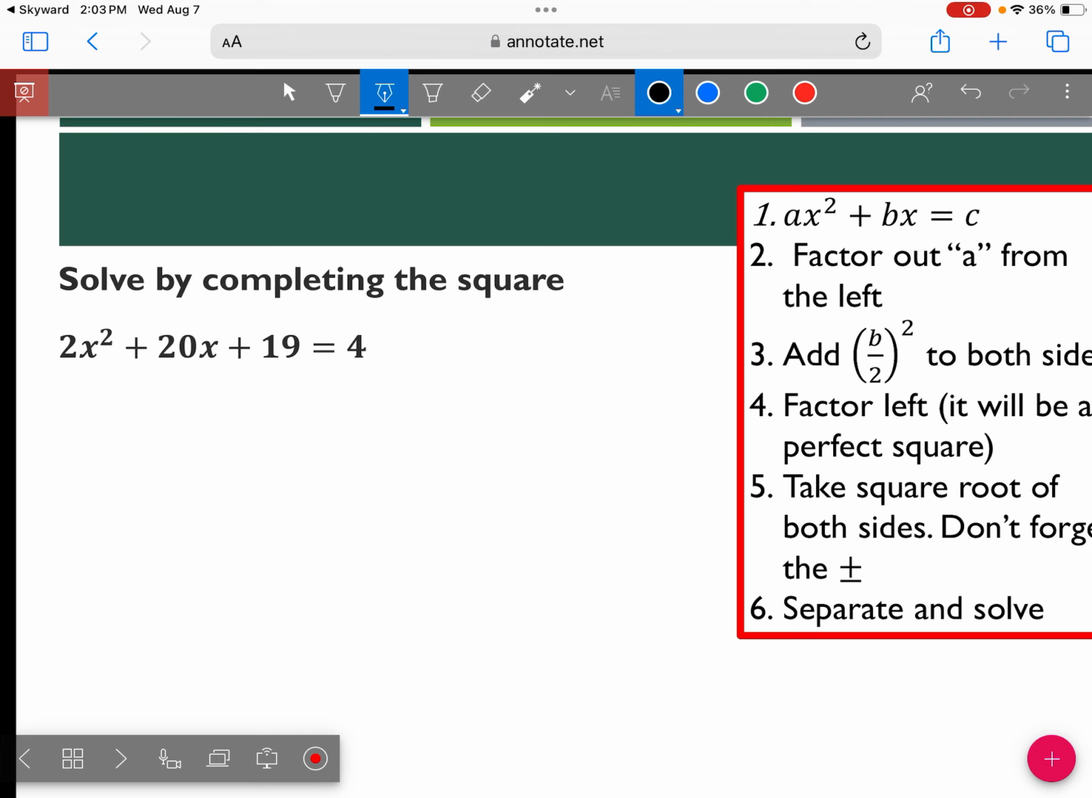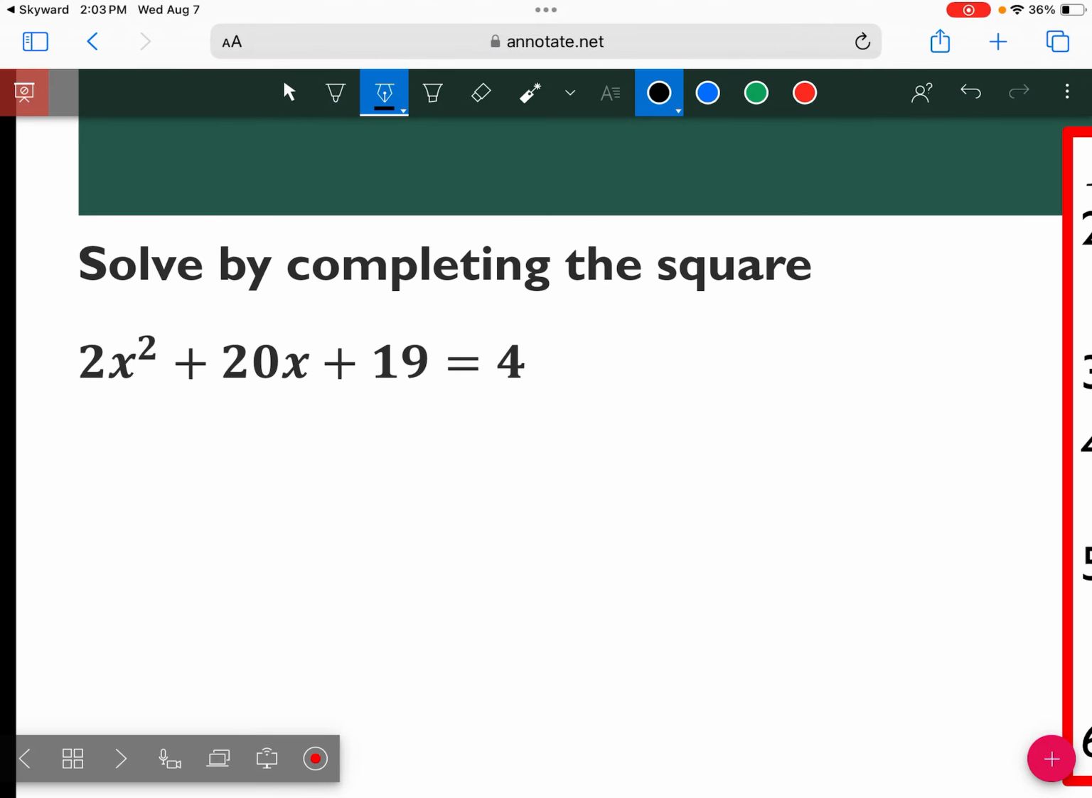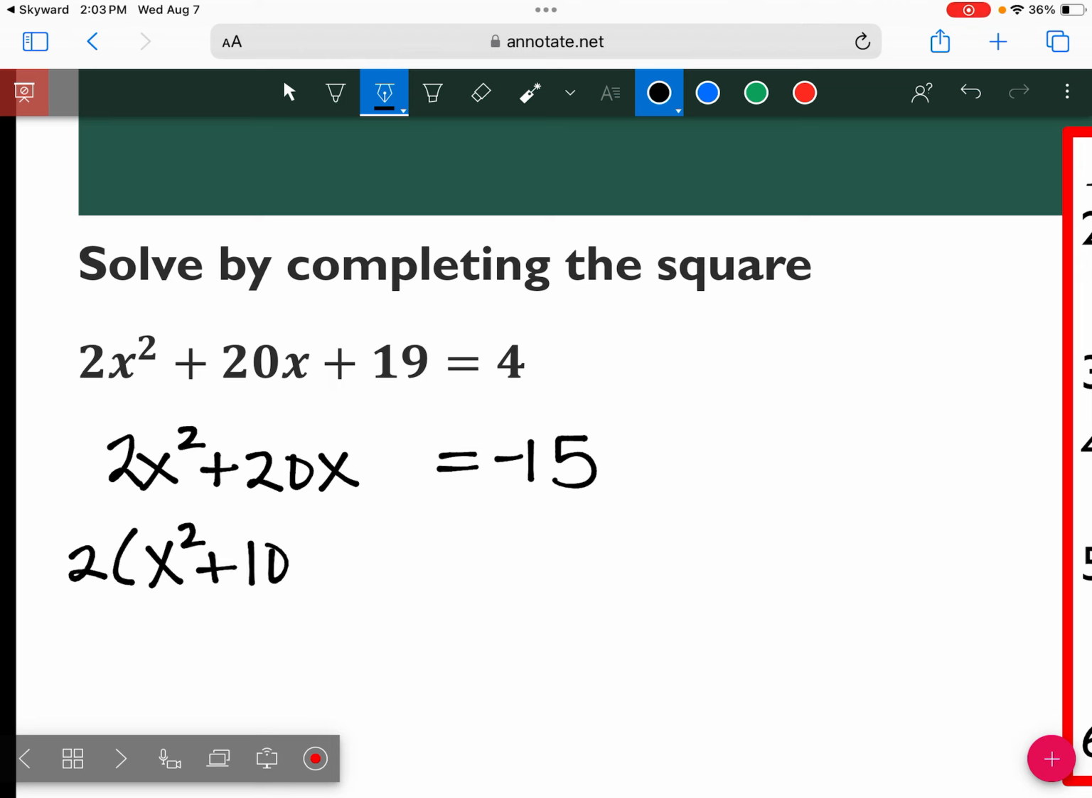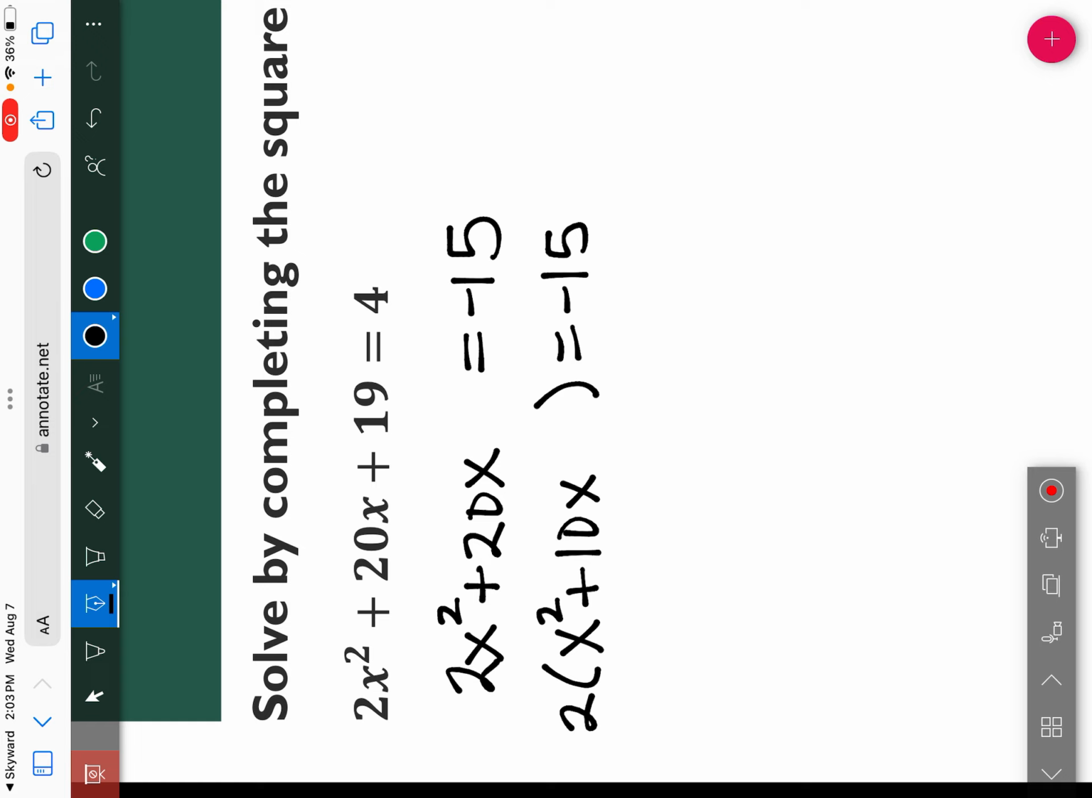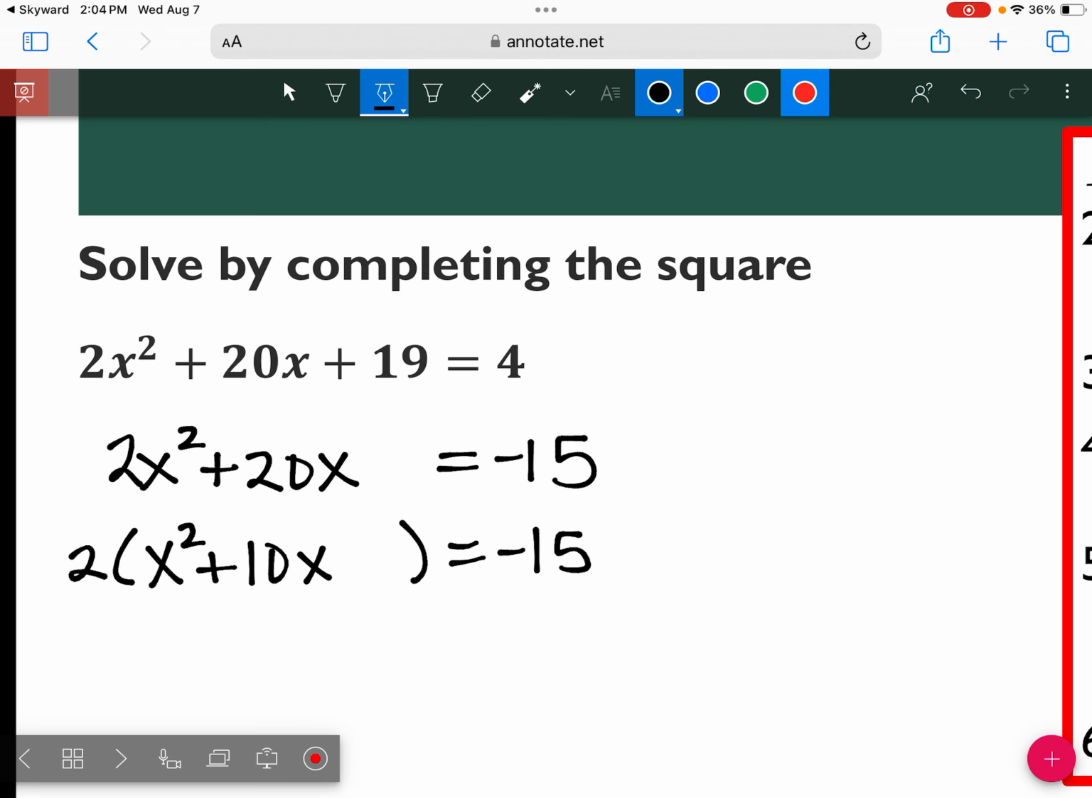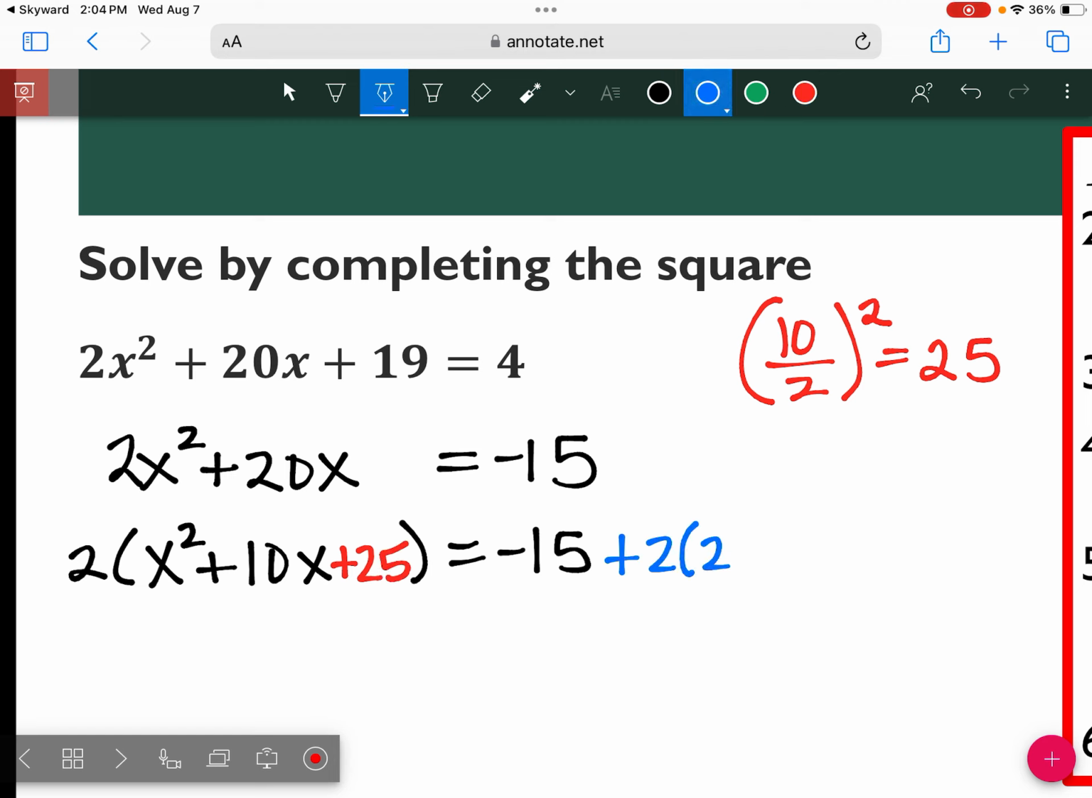All right, let's work through it together. Almost done. Step number 1, subtract the 19. Step number 2, take out the 2. Step number 3, complete the square. So you're going to take the 10 divided by 2 squared, which will give you 25. So I'm going to add that number here. And on the outside, I'm going to add 2 times 25.